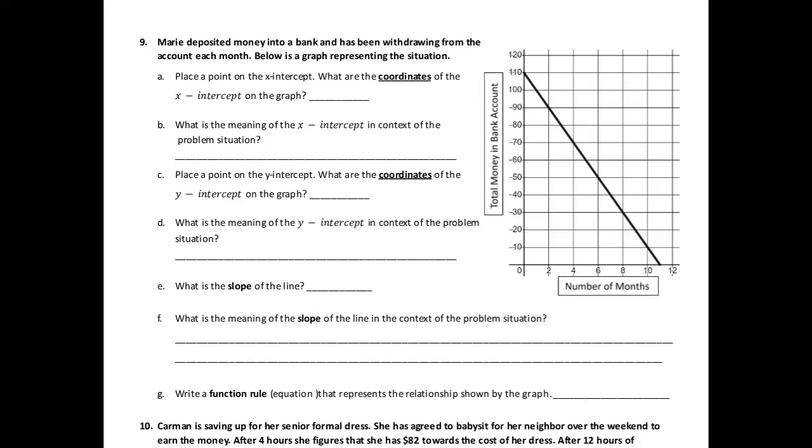All right, Marie deposited money in a bank and has been withdrawing from that account each month. Below is a graph representing the situation. Place a point on the x-intercept. Where do I find the x-intercept? I find it on the x-axis. So, right there. What are the coordinates of the x-intercept on the graph? Coordinates, that means as an ordered pair. What is that number?